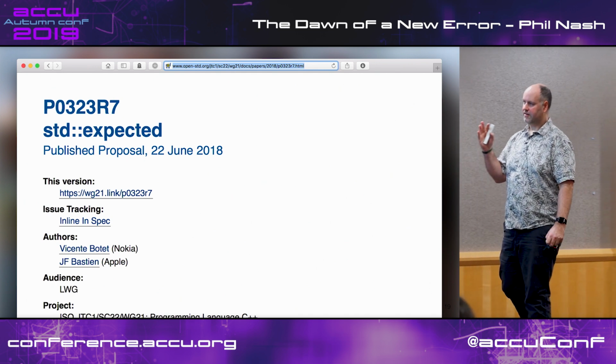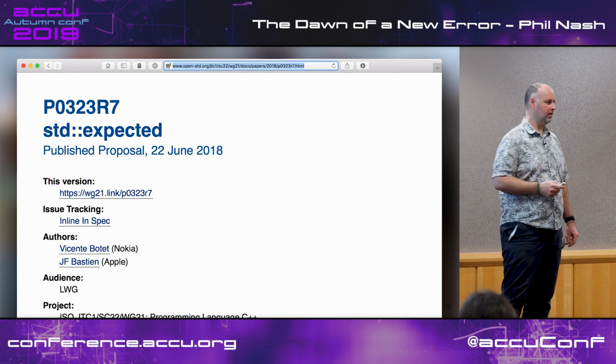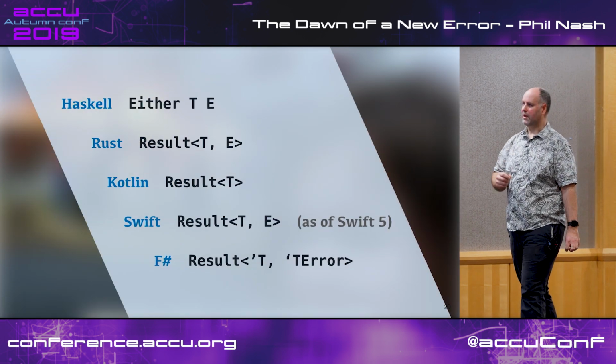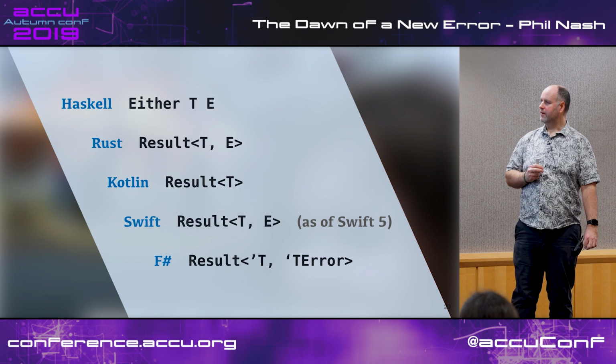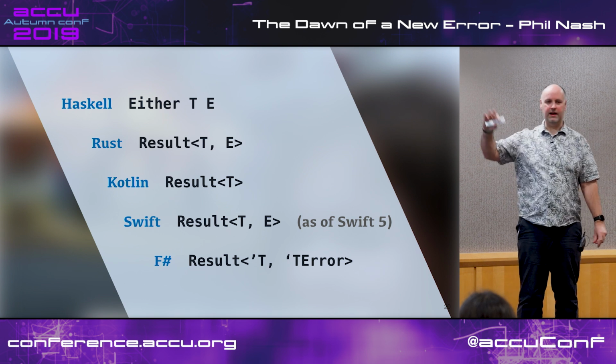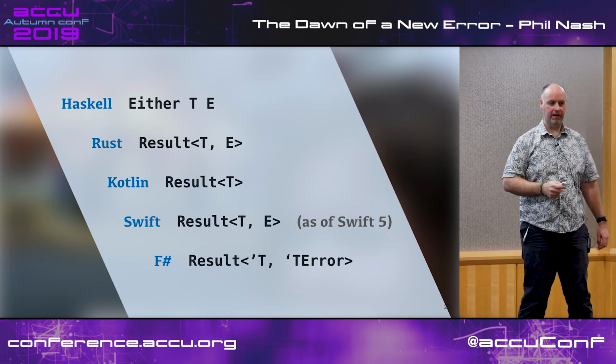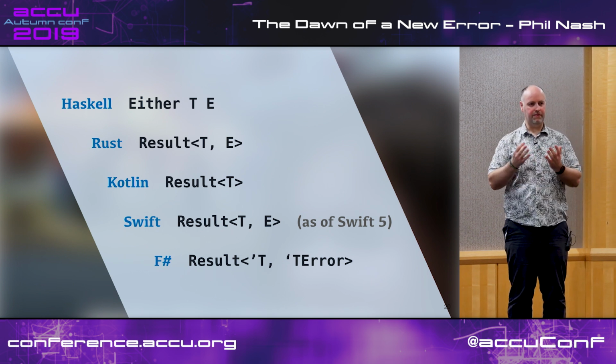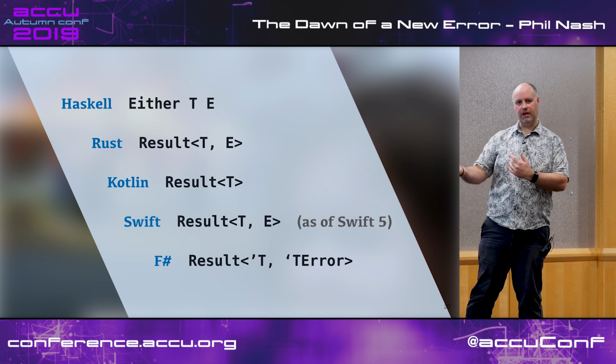But none of this is unique to C++ or new to languages in general. Here's a number of programming languages that I'm familiar with which have something similar. In most of them it's called Result. In Haskell, there's a more general concept called Either. But in each case, it's something which holds either a value of the type you wanted or something else, usually an error type.